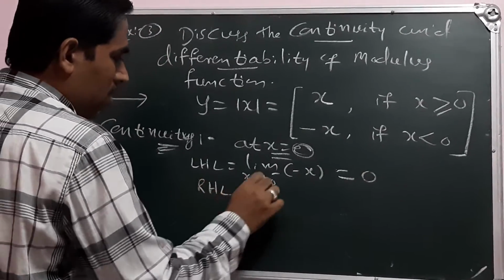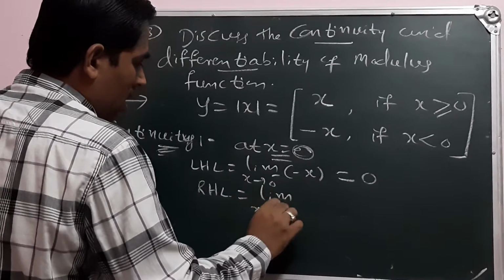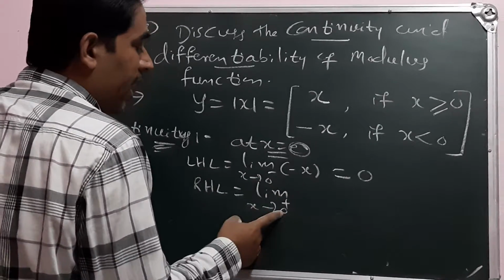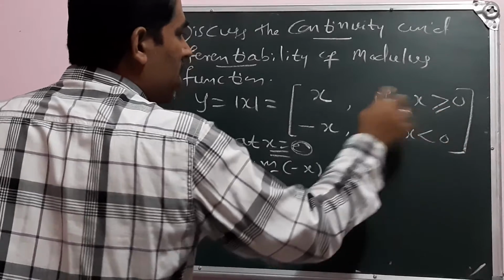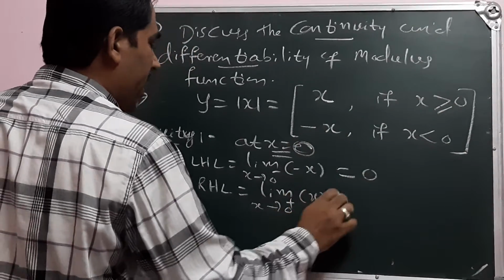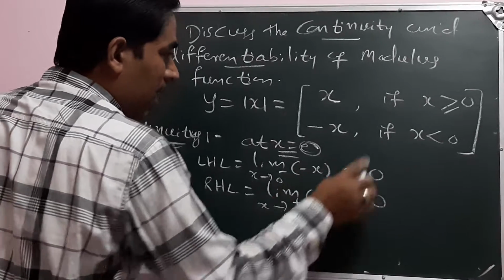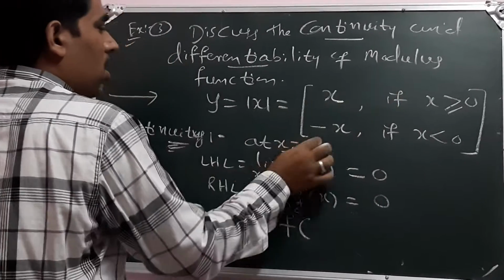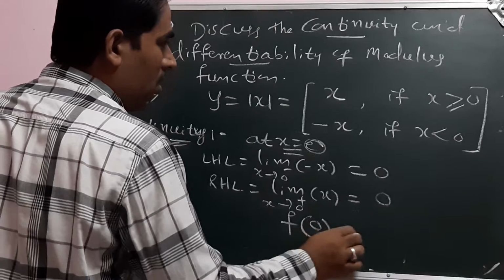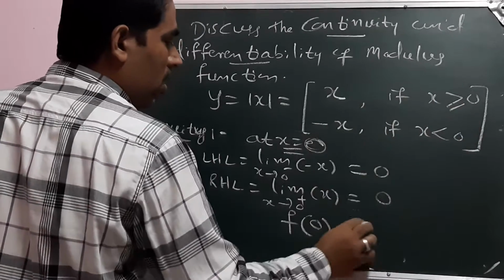Then right hand limit. So let us consider right hand limit. x tends to 0 plus. So it takes values greater than 0. So x is greater than 0 means what should I write? Write x. So when I apply the limit, I will get 0. Then the value of the function at the given point. What is the point here? So our point is 0. So f of 0, when x is equal to 0, is 0.